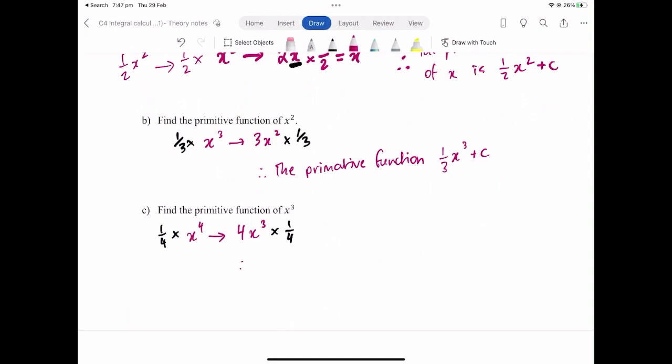Just like before, we'll get that the primitive function is a quarter x to the power of 4 plus some constant term c. Okay, so those are the ways we can think about finding the primitive function.